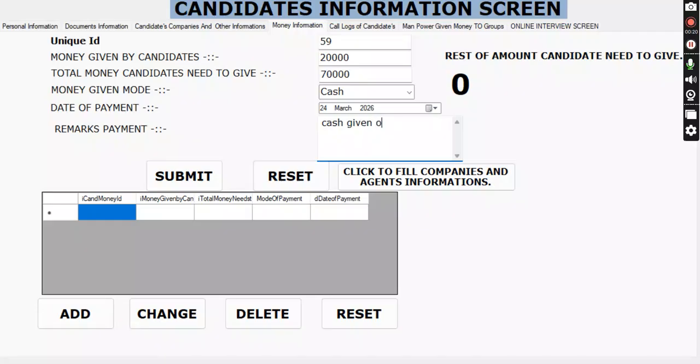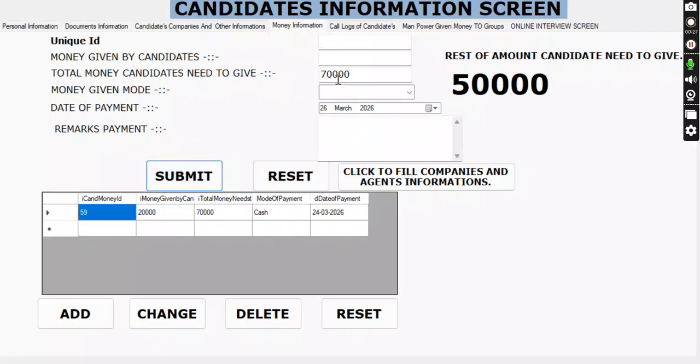Cash given of 500. And then he is going to press submit. So 70,000 was the money. Now the rest of the amount, 50,000, he has to pay. Again he is going to press add. Again he is going to enter 20,000. Again the mode is online. The UPI ID we are going to insert.